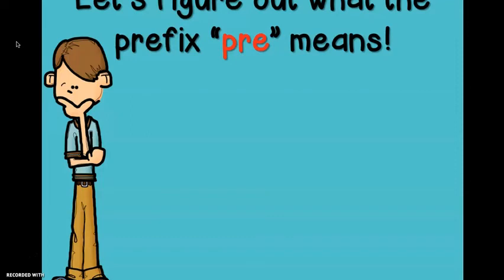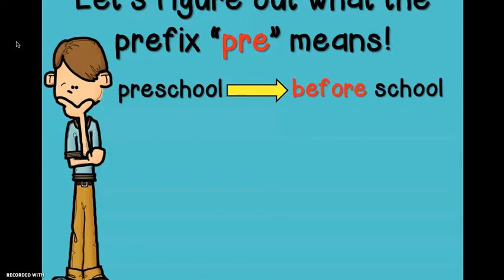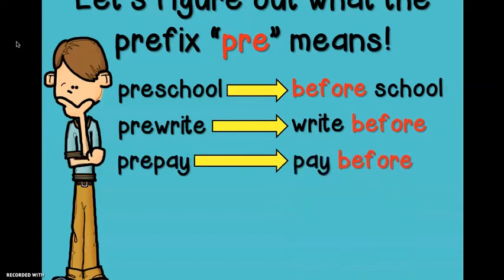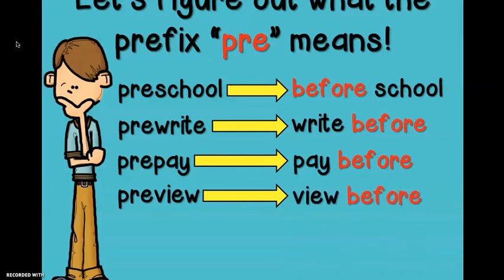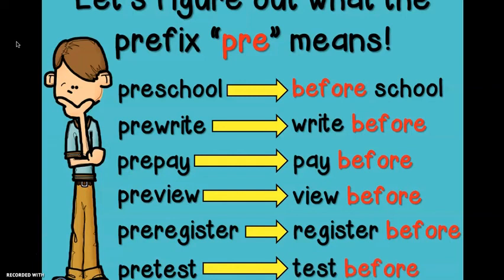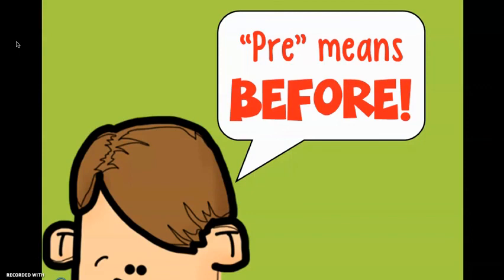Let's figure out what the prefix pre means. Preschool is before school. Before regular school starts, you go to preschool. Pre-write is write before. Before we write our essay, we pre-write. Prepay is to pay before. Preview is to view before. Pre-register is to register before, and pre-test, we take a pre-test, right? Before the actual test. So the prefix pre means before.